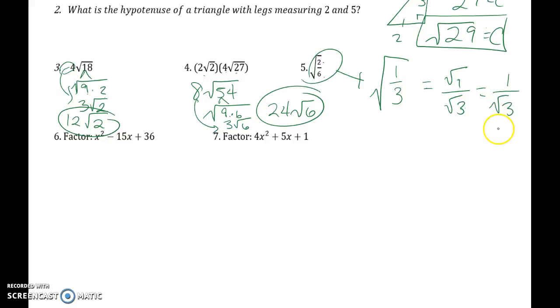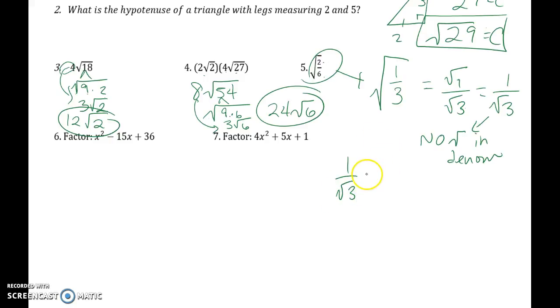Now, in the past, your teachers may have just let you leave your answers what's considered ugly. What we have to do now is we do not want a radical in the denominator. Okay? This is a new thing. We don't want a radical in the denominator. So what we do is something called rationalizing. So let me recopy this and show you what I mean.